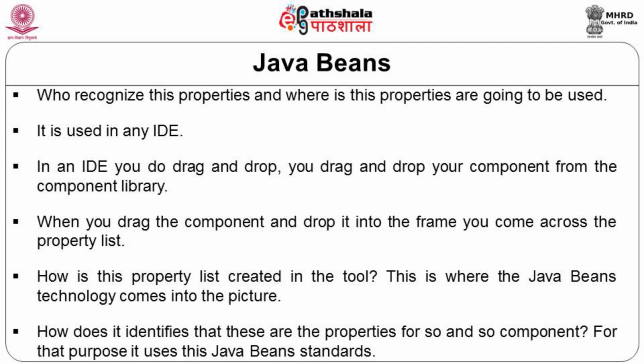That is where this JavaBeans technology comes into picture. How does it create that? How does it identify that these are the properties in the so and so component? For that purpose, it uses these JavaBeans standards. We have some standards. One of those things, a very simple way as we have seen so far, is if we want to have a property, we will have a pair of methods, a get and set method.